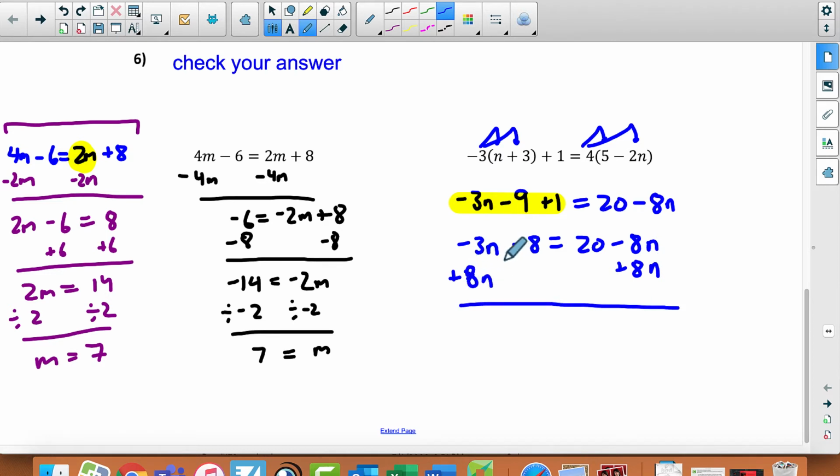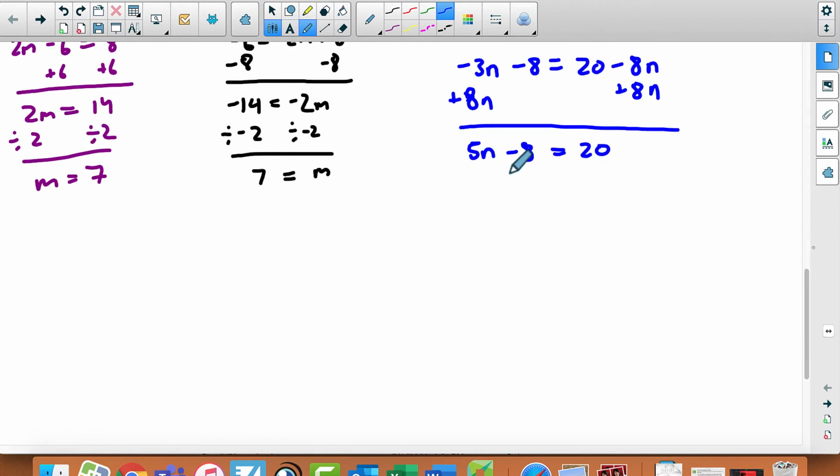-3 plus 8, you have more positives, you have 5 more, so it's 5n, take away 8, equals, on this side all that's left is 20. Okay, now we're going to isolate the variable, look for adding or subtracting step first, so we will add 8, so plus 8, 5n equals 28, and this is 5 times n, we do the opposite and divide by 5.